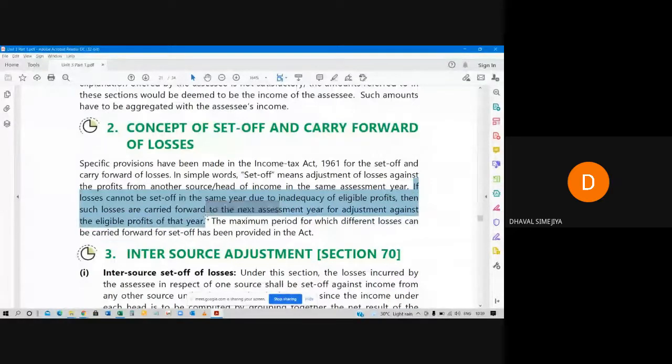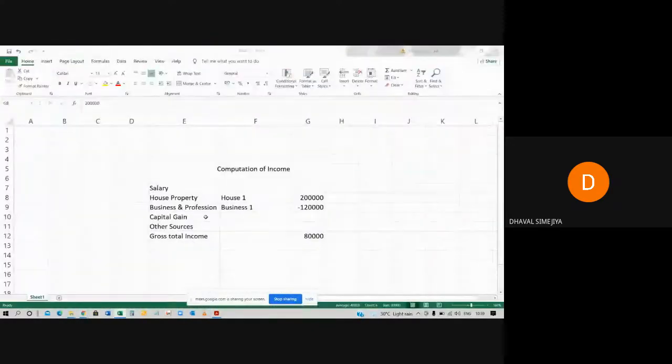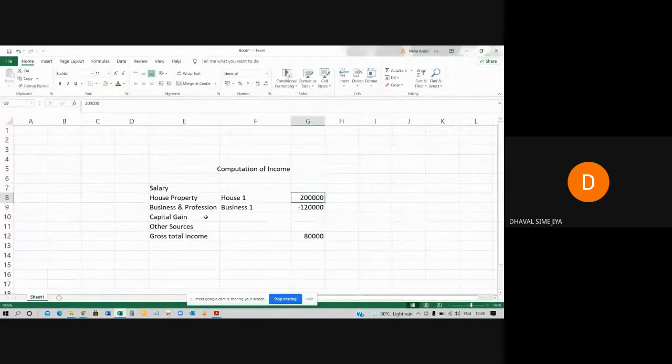What does that mean? It means, for example, I am having house property income of 80,000 rupees only and 1,20,000 loss in business and profession.